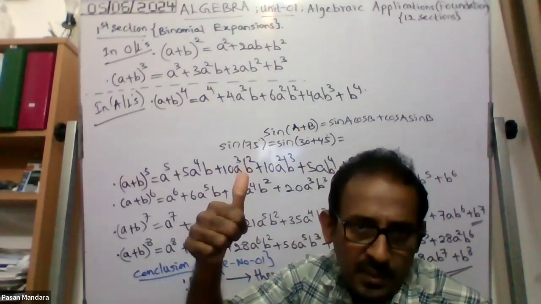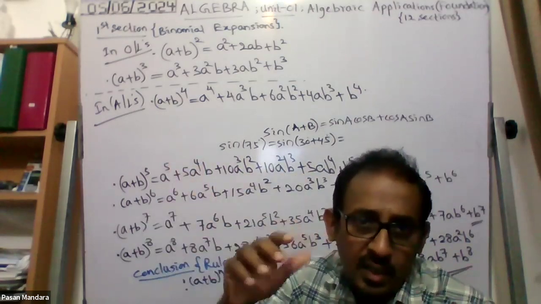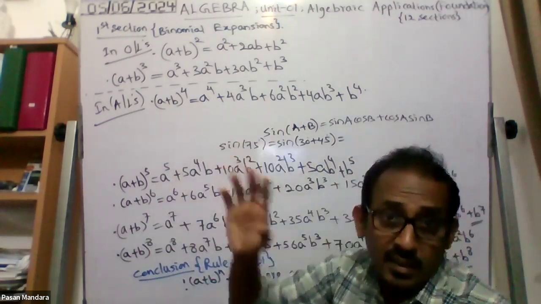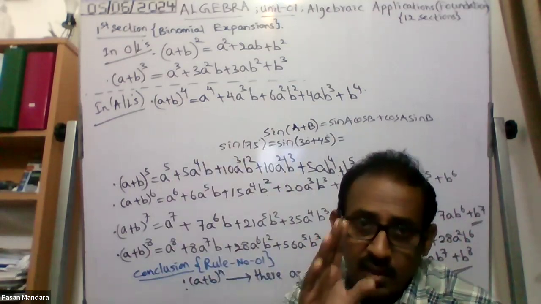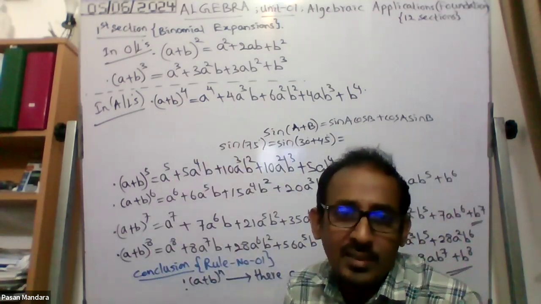First, the number of terms is n plus 1. Second, starting with a to the power n all the time. Third, apart from coefficients, it will be a fixed pattern. That's why now one student asked me to write down 50.